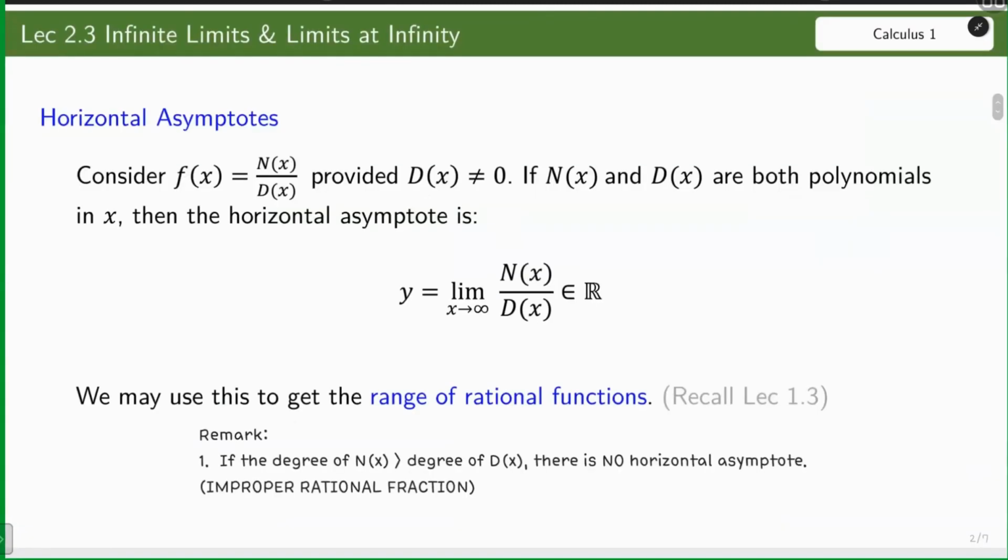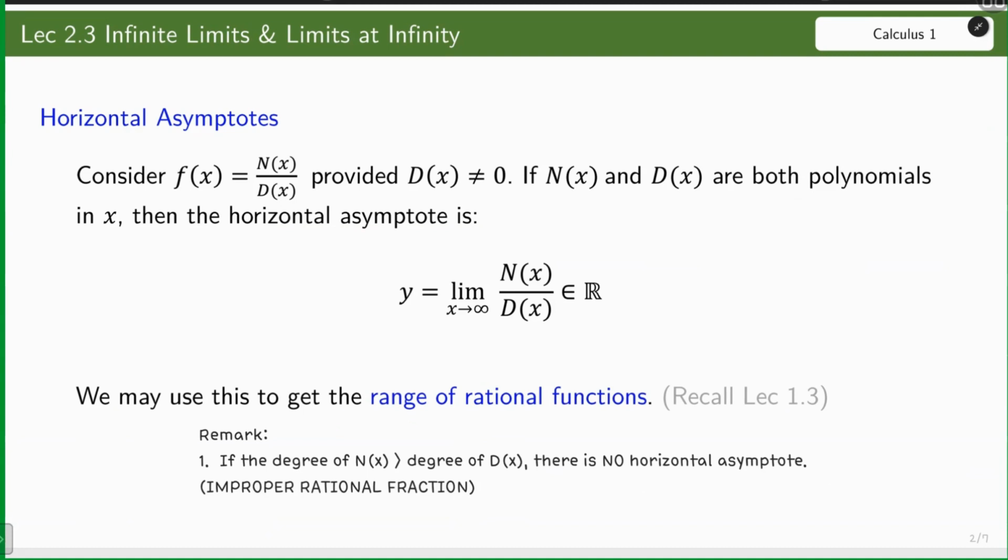Consider f of x is a rational function, numerator n of x over d of x, provided that the denominator is not equal to 0. If n of x and d of x are both polynomials in x, then the horizontal asymptote is y equal to the limit of the rational function as x approaches infinity, provided that it exists as a real number. We may use this to get the range of rational functions as discussed in lecture 1.3.